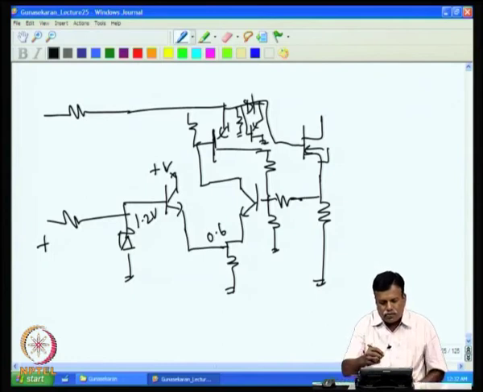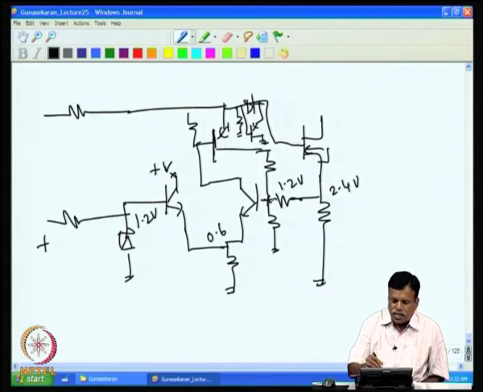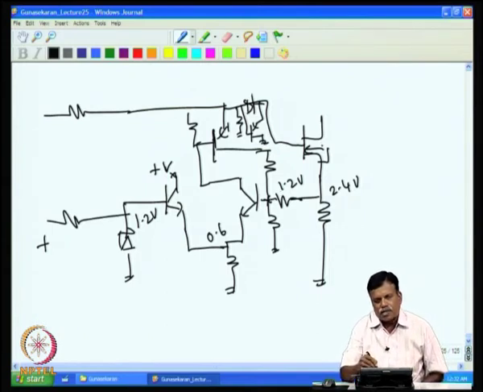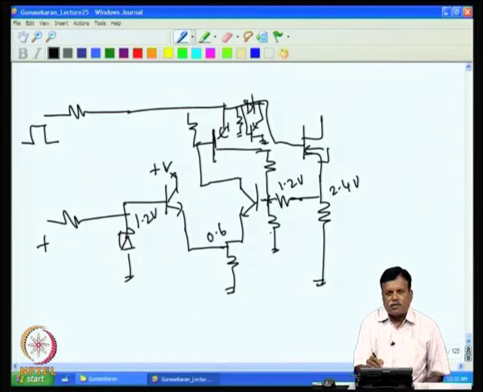So, once this voltage goes above 2.4, then this will go above 1.2, then this will be conducting, and then the current will be latched, and the transistor will be turned off fully up to the next pulse. When the next pulse goes to 0, this latch will reset, and then it is ready for the next short circuit protection.